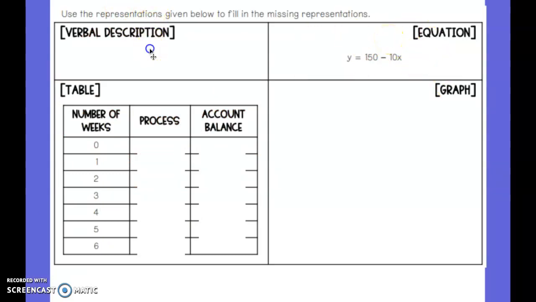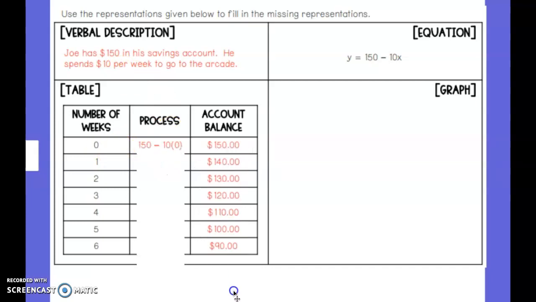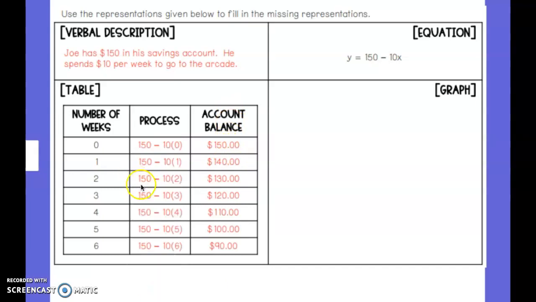In order to do the next one, we have an equation. We need to write a verbal description that matches. So Joey has $150 in his savings account. He spends $10 per week to go to the arcade. So at week 0, how much money is he going to have in his account balance? It's going to be $150. After 1 week, he's going to have $140, which means I am taking this equation and replacing the number of weeks instead of x in order to get the total. I'm going to multiply first, order of operations. 10 times 1 is 10. So I have 150 minus 10 is 140. 10 times 2 is 20. So I have 150 minus 20 is 130.